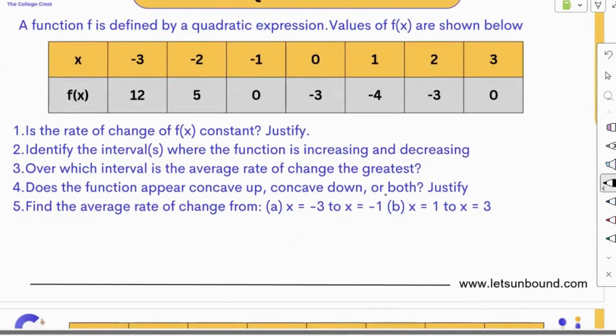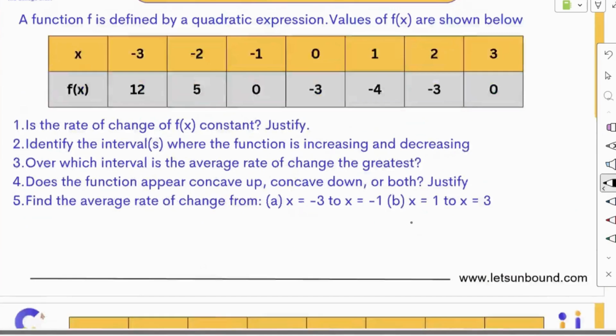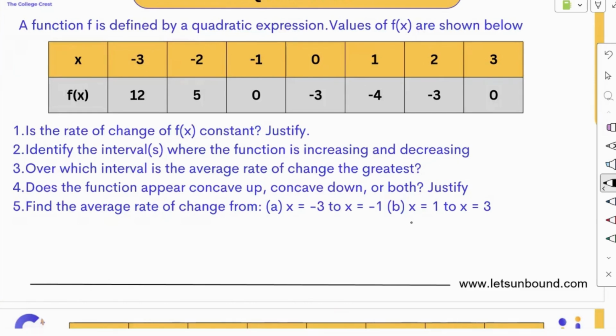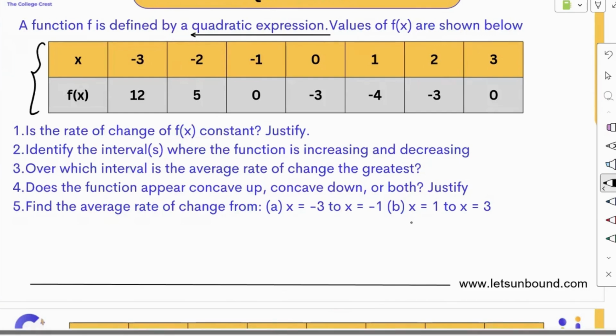A function f is defined by a quadratic expression. Values of f of x are given in the table. Now, is the rate of change of f of x constant? Justify. Identify the intervals where the function is increasing and decreasing. Over which interval is the rate of change greatest? Does the function appear concave up, concave down, or both? Fifth one, find the rate of change from minus 3 to minus 1, and 1 to 3. Okay, so they said it's a quadratic expression, right? And there are 5 subparts, and they give the table values to us.